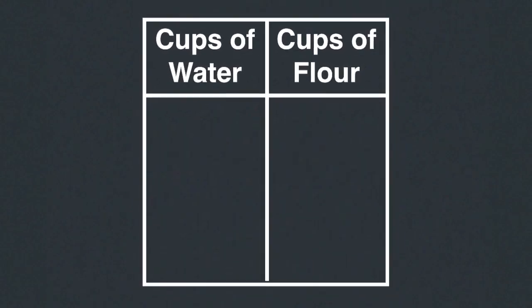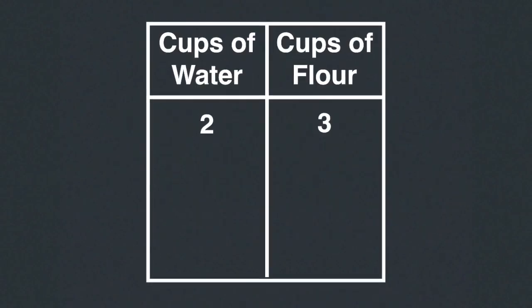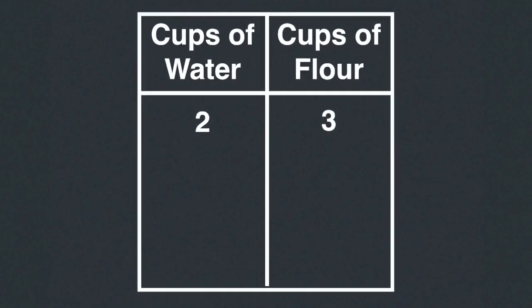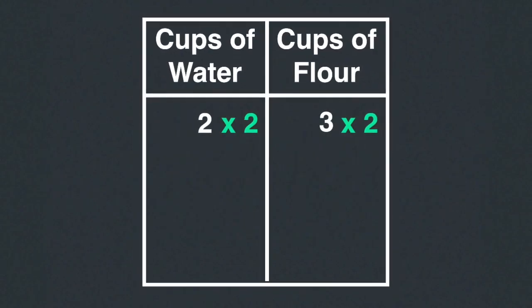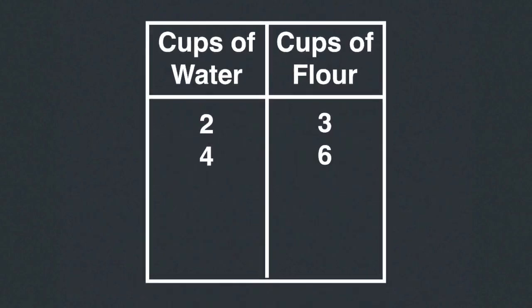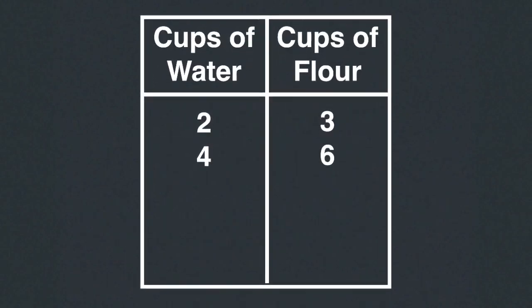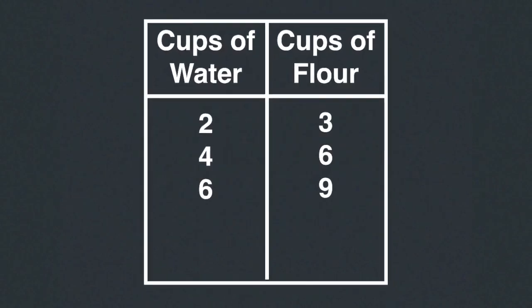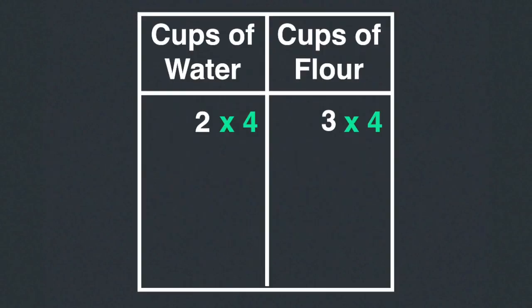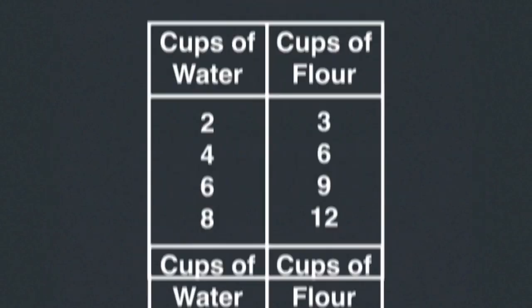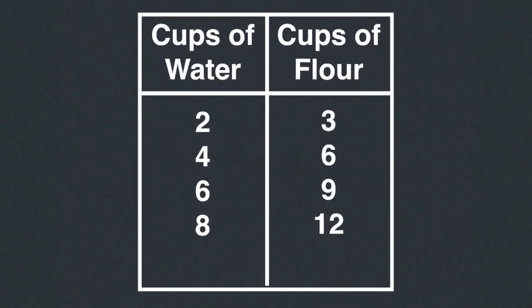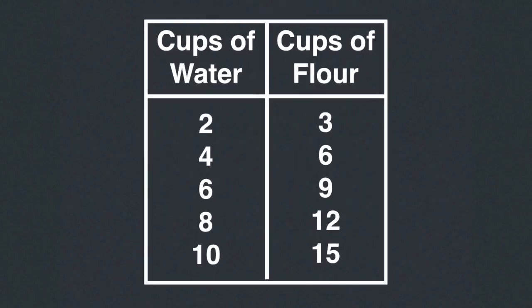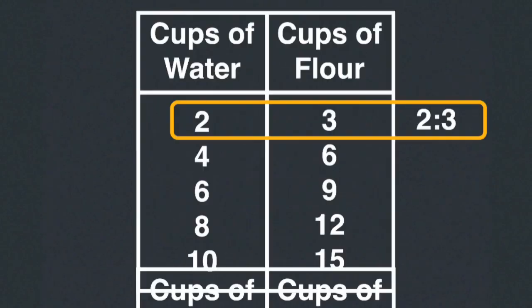Okay, cups of water, cups of flour. We know that for every 2 cups of water, there are 3 cups of flour, so we can put that in. But what if we had another batch? If we needed to make more, we could double it and end up with 4 cups of water and 6 cups of flour. But what if we needed another batch? We could triple the recipe and end up with 6 cups of water and 9 cups of flour. Or we could quadruple the recipe, 8 cups of water and 12 cups of flour. Or we could have 5 times as much as the recipe if we needed, using 10 cups of water and 15 cups of flour.